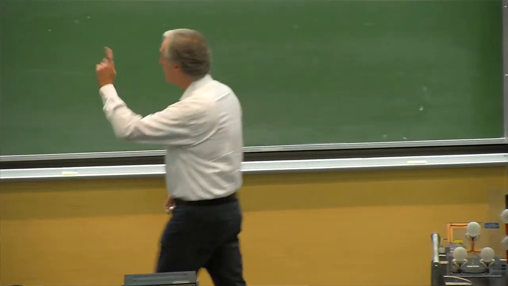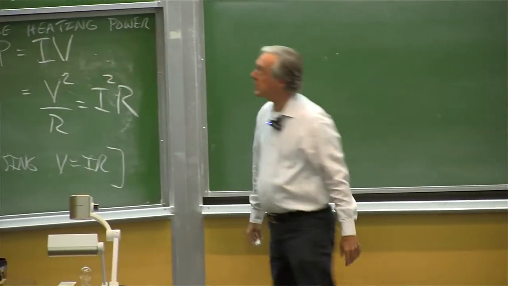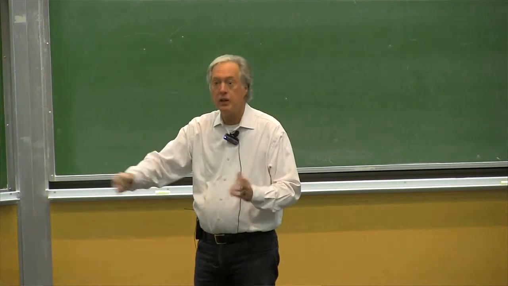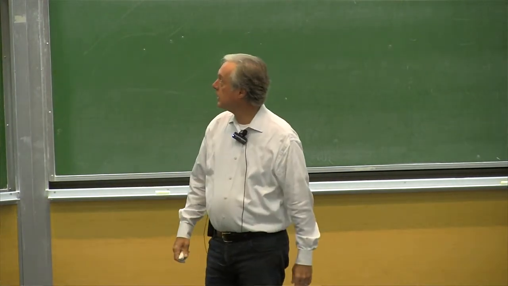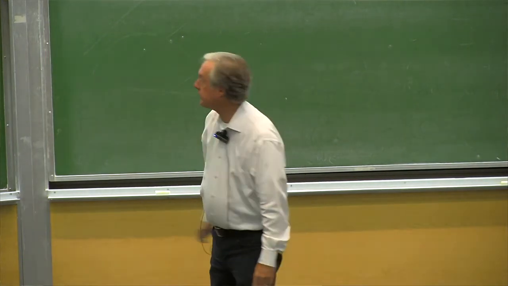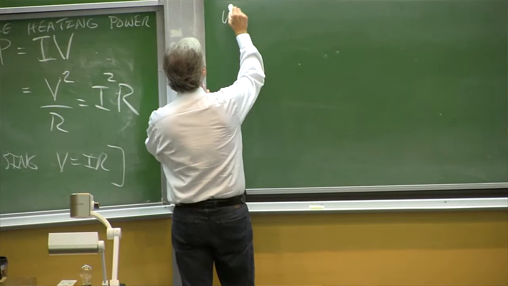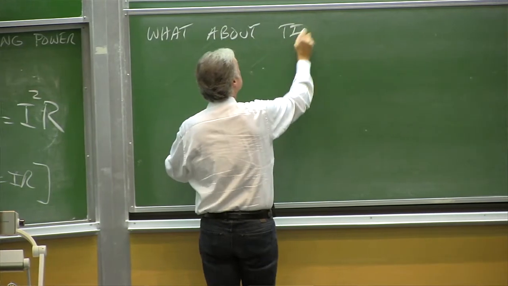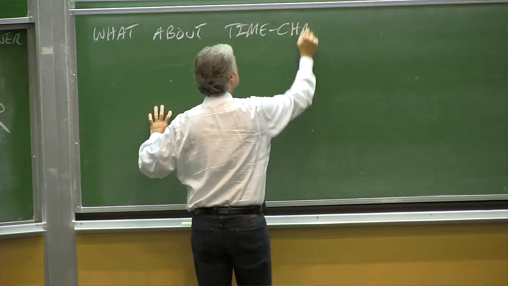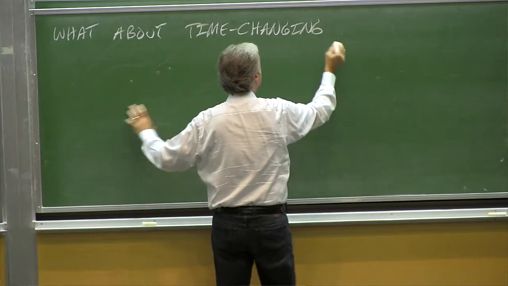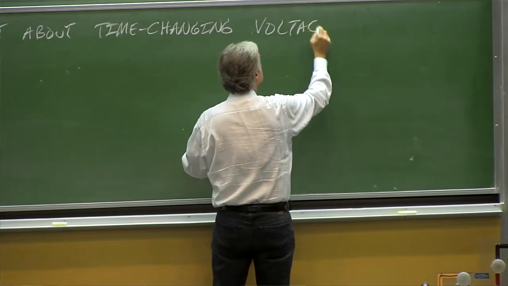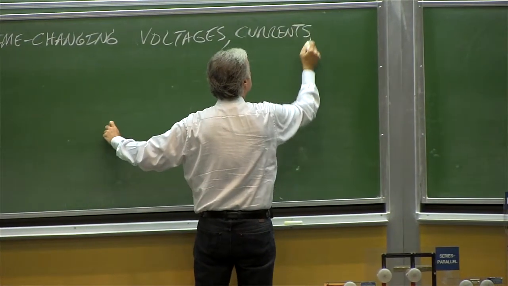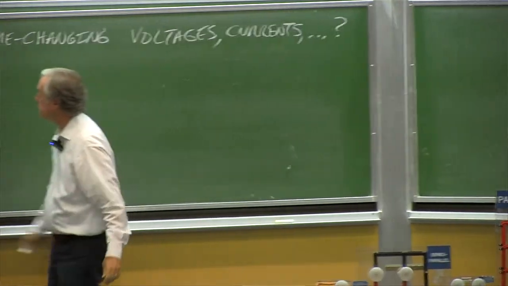Okay, so now let's consider this as a function of time. I've given a picture here where you probably are considering it as fairly constant in time. Constant current, so constant Joule heating, constant I squared R loss. What happens if there is time dependence? What about time-changing voltages, currents, and so on?